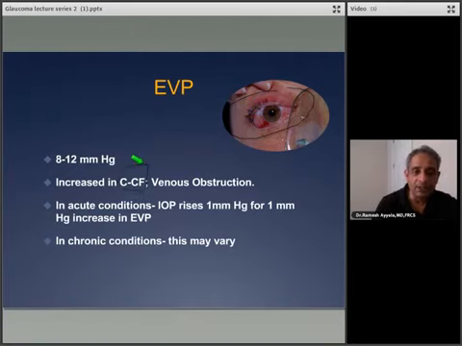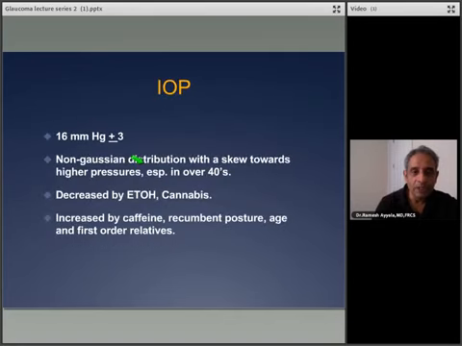In acute conditions, the IOP rises 1 millimeter for every 1 millimeter increase in the episcleral venous pressure. In chronic conditions, this may vary. And quickly, intraocular pressure normally measures approximately 16 millimeters of mercury plus or minus 3. It's a non-Gaussian distribution with a skew towards higher pressure, especially in those over 40. It's decreased by alcohol and cannabis, and increased by caffeine, recumbent posture, age, and first-degree relatives.